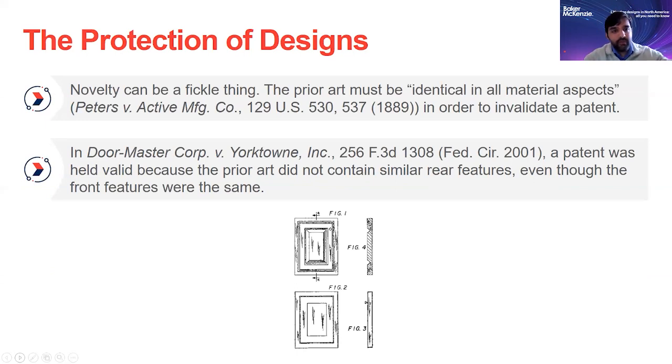Okay, so with novelty, the prior art must be identical in all material respects. So it's essentially got to be a carbon copy of your design invention, the prior art that is, in all respects. That means every single view must be the same, and the perspective view must look the same as well. That's a very difficult standard to achieve. Next slide, please.